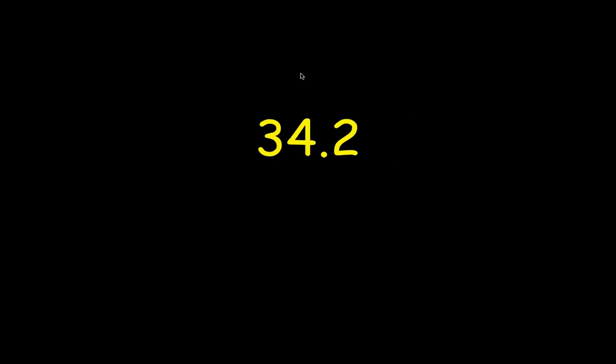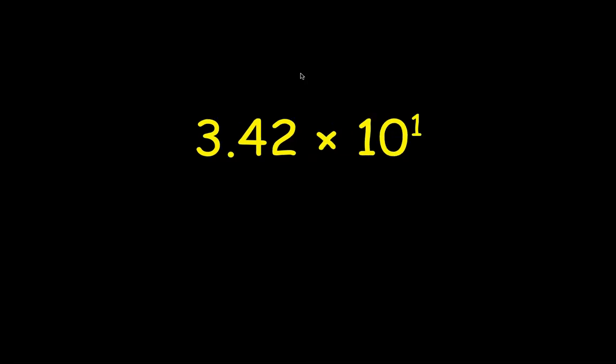34.2. Pause the video, and when you're ready, continue. Right, most important digit is the 3. So it would be 3 times 10 to the power of 1. 3 times 10 to the power of 1. Put the other digits in. 3.42 times 10 to the power of 1.